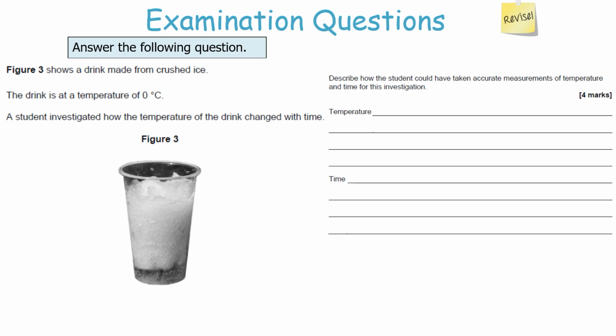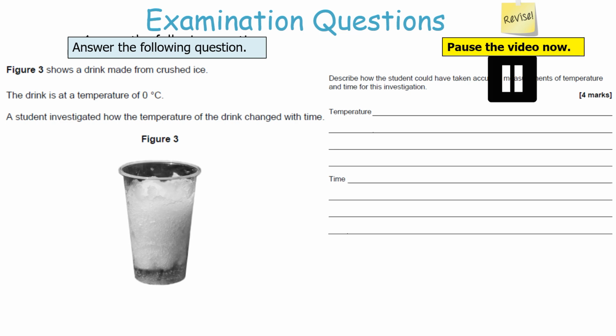Our next question shows us, figure 3 shows a drink made from crushed ice. The drink is at a temperature of 0 degrees Celsius. A student investigated how the temperature of the drink changed with time. So describe how the student could have taken accurate measurements of temperature and time for this investigation. So pause the video now, then unpause the video when you want to go through your answer.